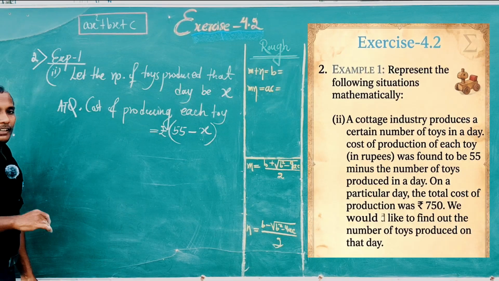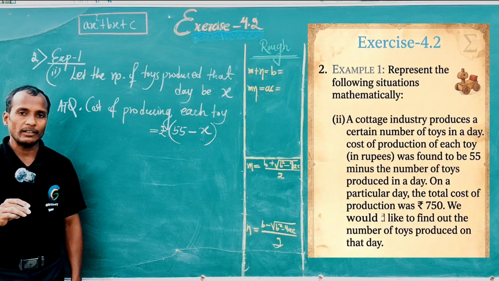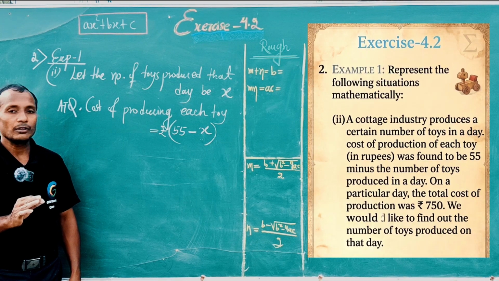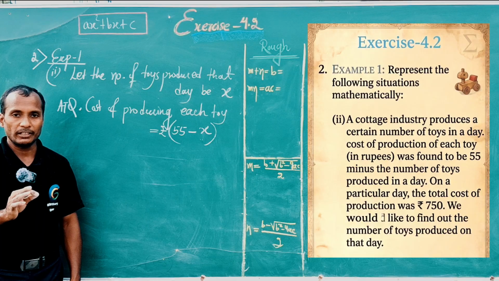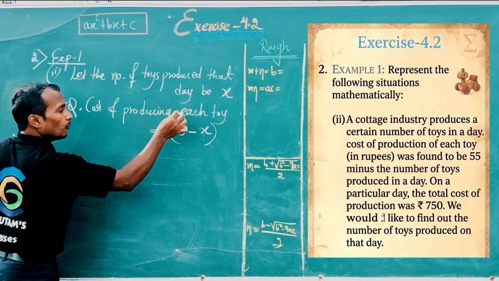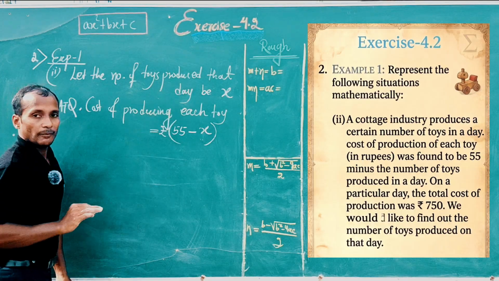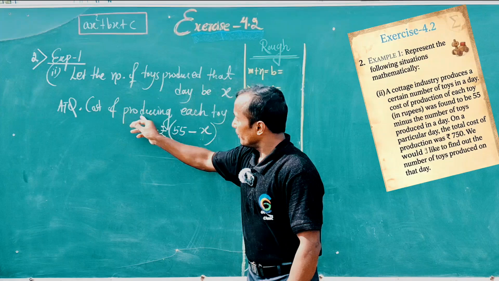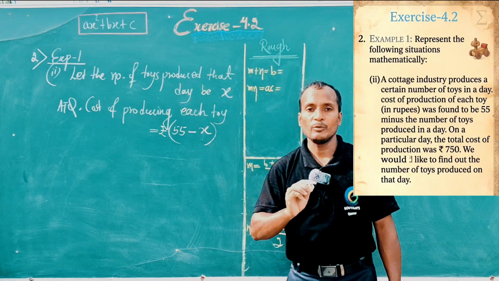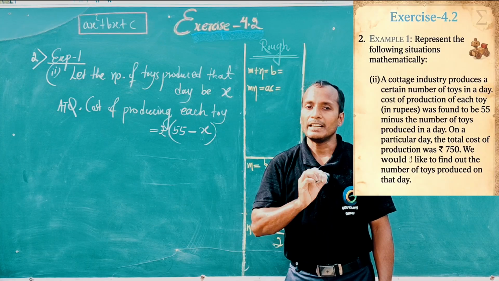Okay. According to the question, the total cost of production on that day was rupees 750. We discussed already in number 6 that total cost of production on a particular day will be calculated by multiplying cost of producing one toy, or each toy, with total number of toys produced on that day. So cost of producing each toy multiplied with total number of toys produced on that day will give you total cost of production that day.